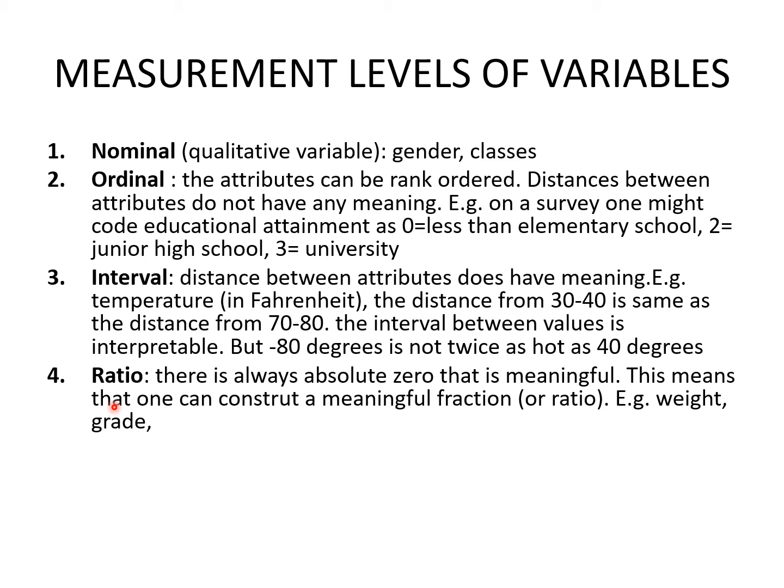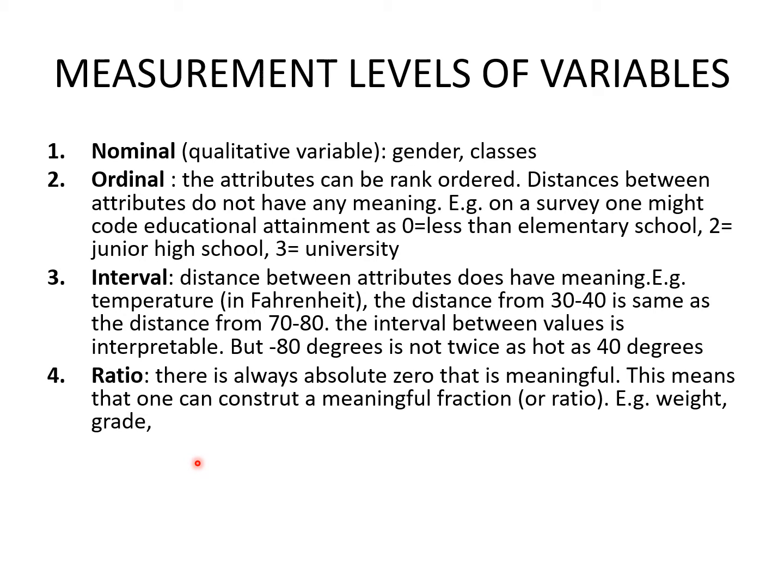Ratio is a number that shows the data from, let's say, 0 to the maximum. For example, the grade of the student from 1 to 10, or 50 to 100, or let's say 1 to 4. Again, it has 0. That's why it has a meaningful fraction or ratio. Other examples might be weight, or let's say salary as well.